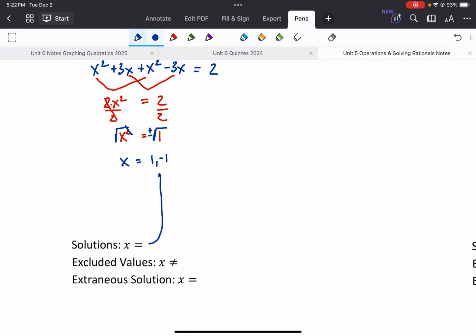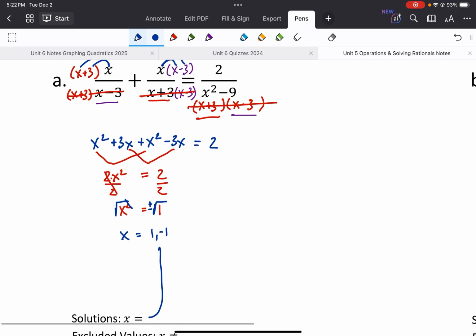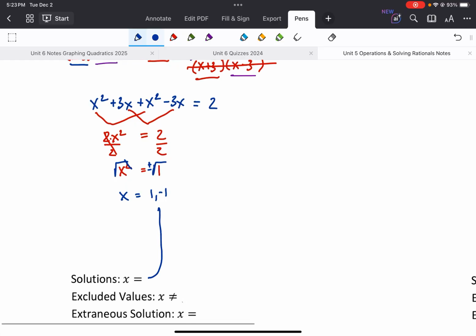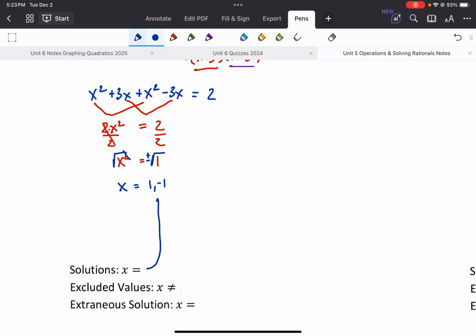Excluded values, again, is what would make the bottom 0 at any time. So we really just need to look at the original denominators. Once we have a common denominator, we're good. So we have a negative 3 and a positive 3 as our excluded values.